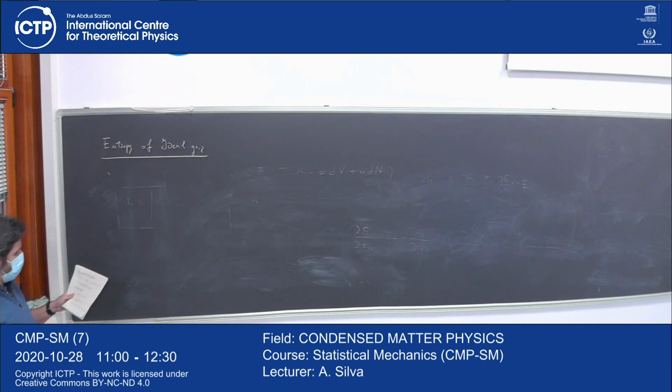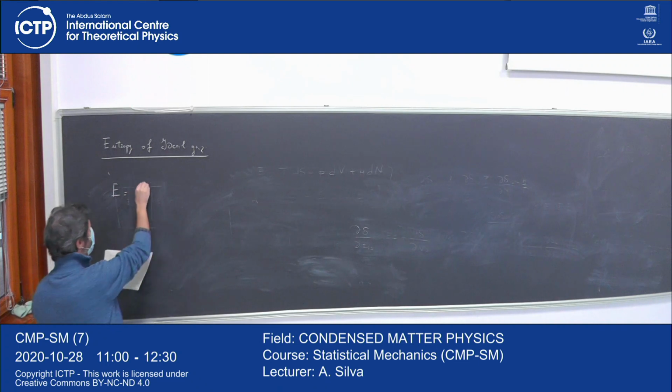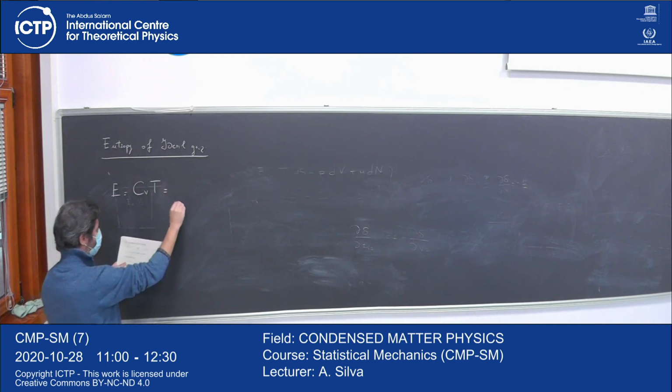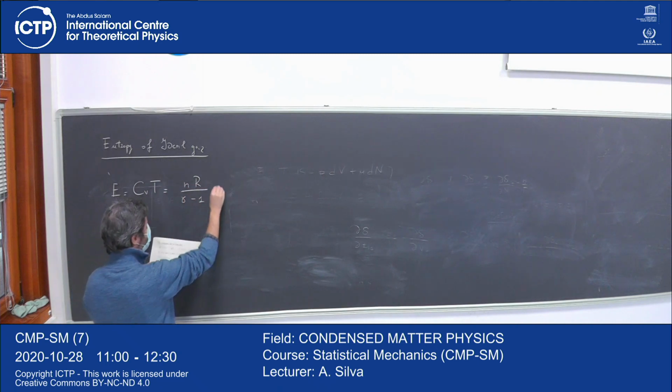Okay, ideal gases. Well, we know that for ideal gases, internal energy is C_V times T, which is N times R divided by gamma minus 1 times T.